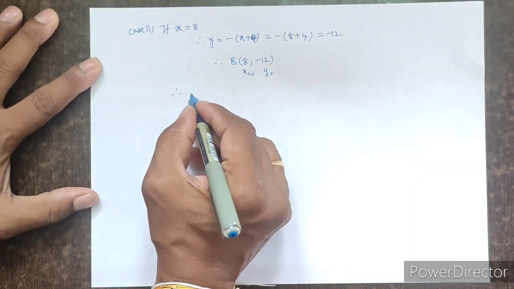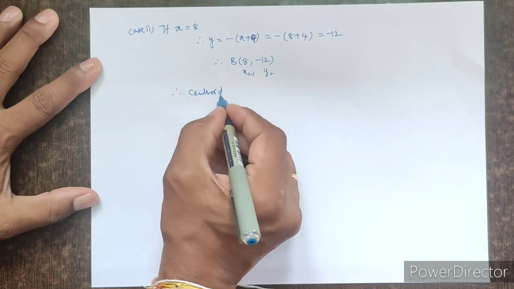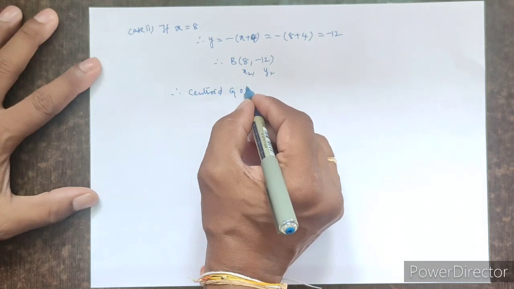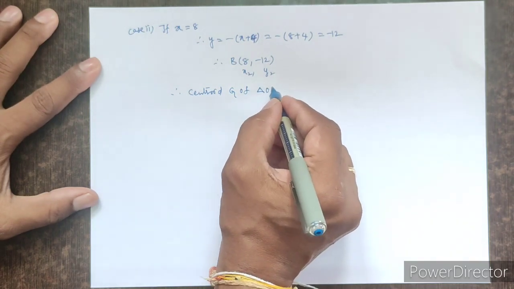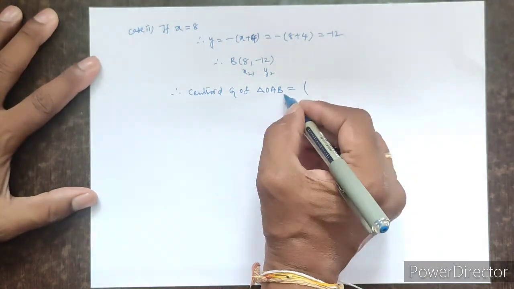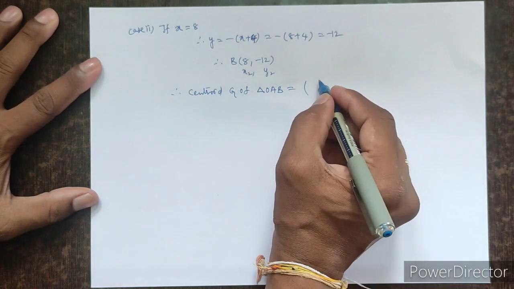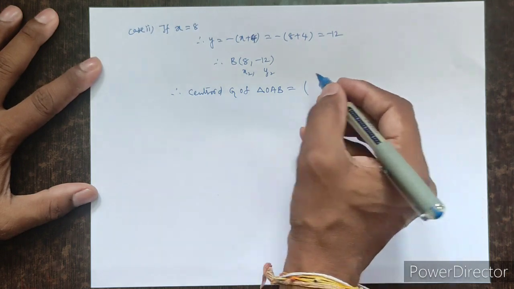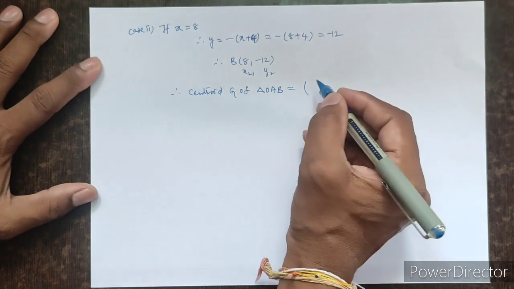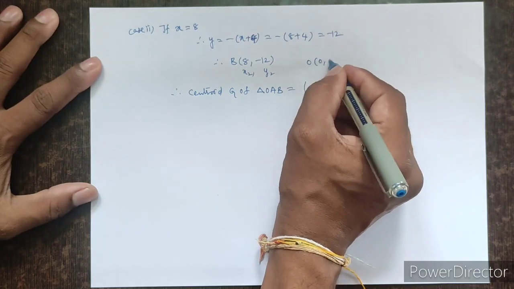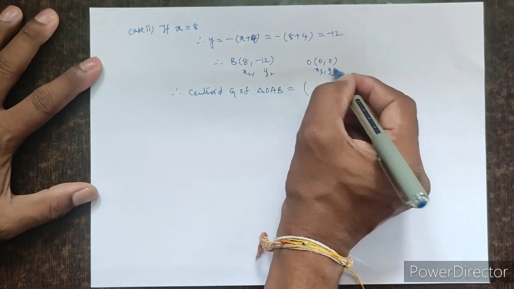Therefore the centroid G of triangle OAB. What is the formula for the centroid? (x1 plus x2 plus x3) by 3 comma (y1 plus y2 plus y3) by 3. Here the origin (0, 0) is nothing but (x3, y3).